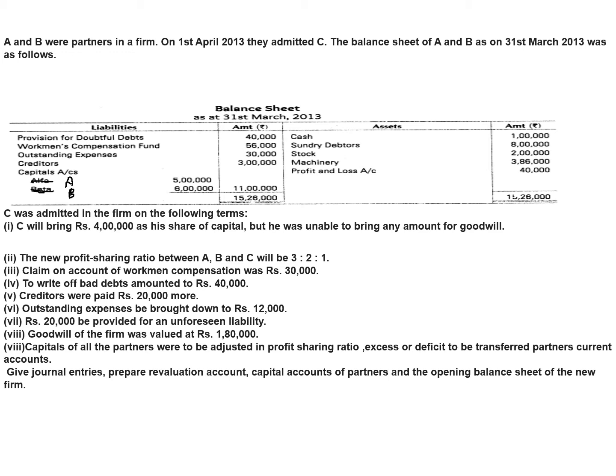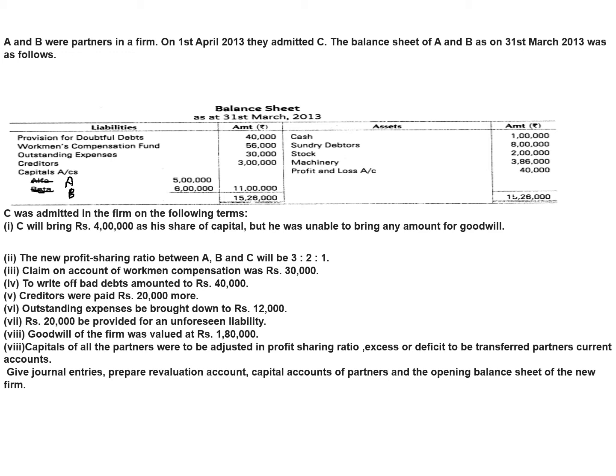On admission of C, this loss will be transferred to all partners in their own profit sharing ratio. That is A's capital account debit 20,000, B's capital account debit 20,000 to P and L 40,000. Narration would be: profit and loss already appearing in the balance sheet is charged to partners' capital accounts.